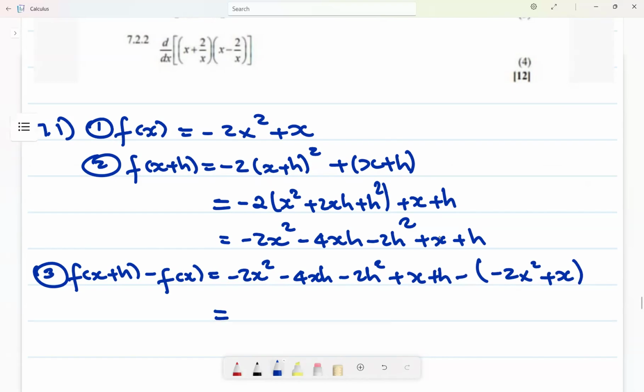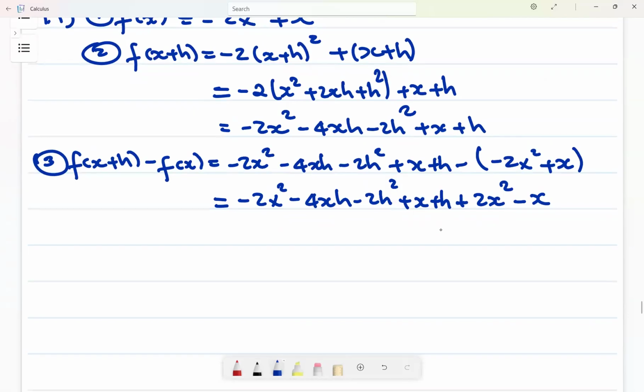Let's try to simplify this a little bit further. It is negative 2x squared minus 4xh minus 2h squared plus x plus h, minus and minus is going to be positive 2x squared, minus and positive is going to be minus x. Now let's see which one cancels off. I can see that negative 2x squared cancels off 2x squared, right? x cancels off minus x. Then I'll be left with negative 4xh minus 2h squared plus h. Remember, do not forget that h.